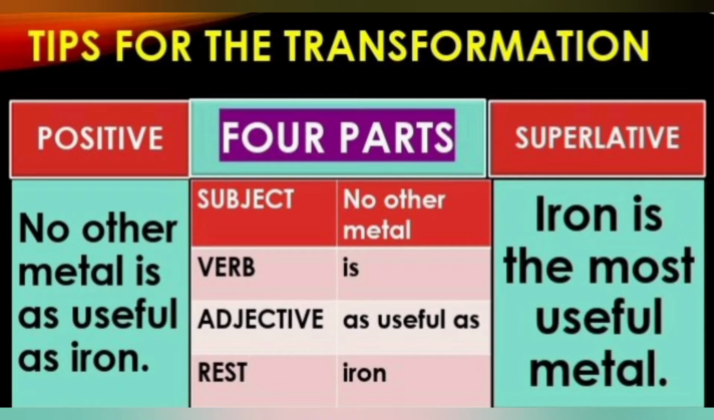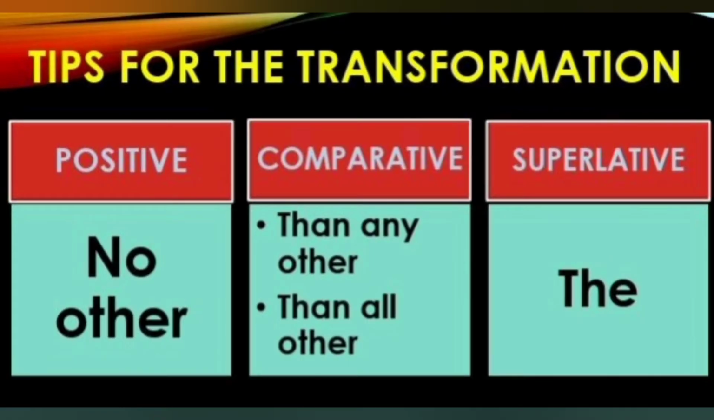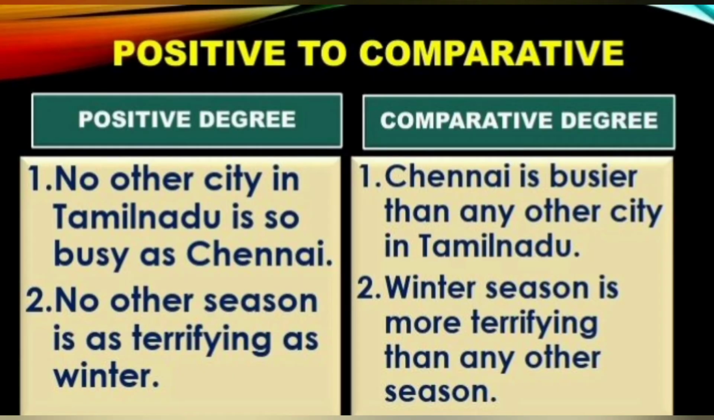Okay, now some other tips for transformation. In positive degree, when we have this phrase no other, in comparative degree we can use than any other and than all other. This is just a tip. When we introduce these tips, the meaning is retained and not changed. And in superlative degree, we have to use the. Keep in mind once again: no other, than any other, or than all other, and in superlative degree it is the. Right, now shall we discuss the examples?